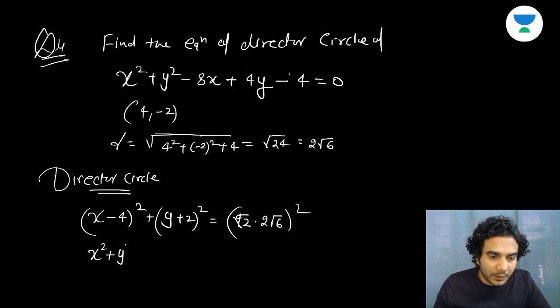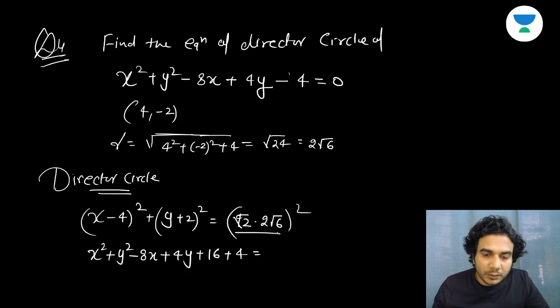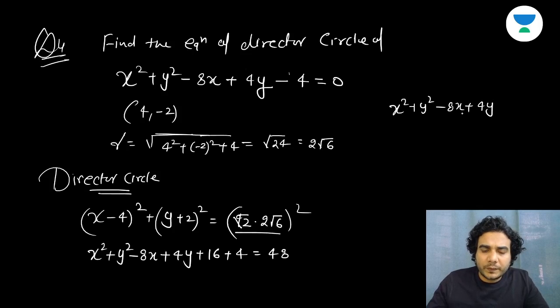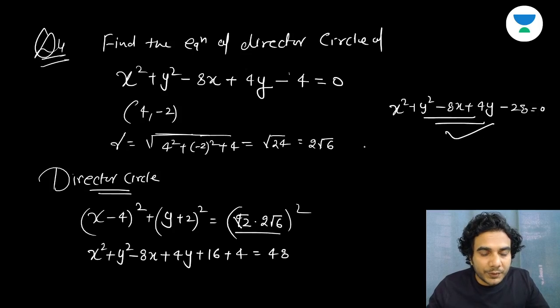So it is x² + y² − 8x + 4y + 16 + 4 = 48, since this is √48 squared. Now I can simplify and club it. So it is x² + y² − 8x + 4y + 20, and if you bring this term to the left-hand side, it is −28 = 0. All right, so this is the equation of the director circle. So now I hope you got how to find the equation of the director circle.